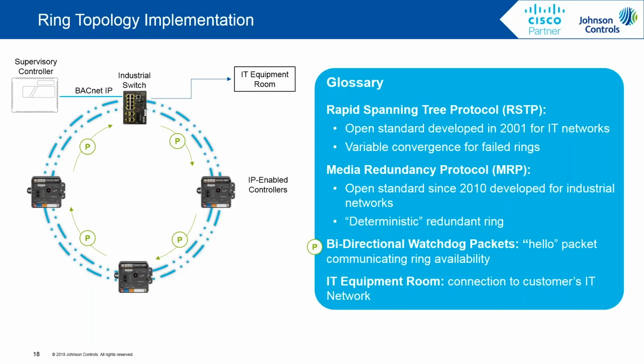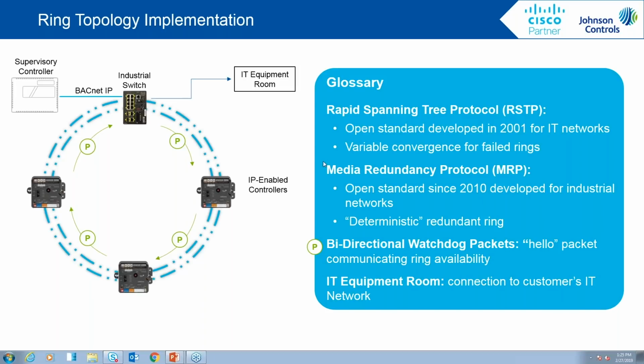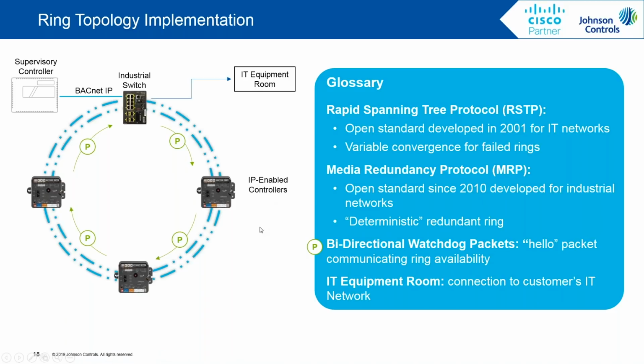Let's start with the oldest technology first, which is Rapid Spanning Tree Protocol, RSTP. This was an open standard developed in early 2000, primarily for IT networks. When IT networks started, there was a need to interconnect them together and multiple paths were created. Spanning tree was the solution to prevent loops from occurring in the network and data being lost or confused.